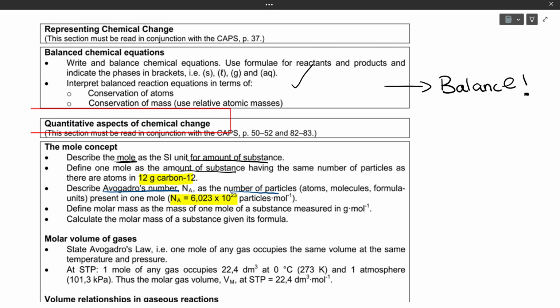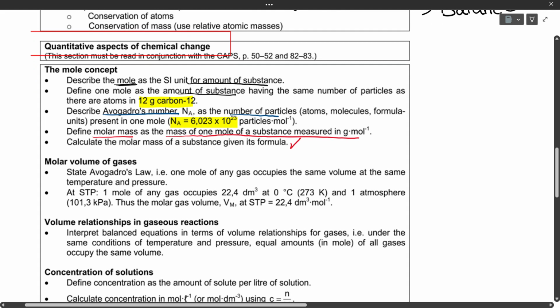We also today touched on the definition of molar mass, right? It's the mass of 1 mole of a substance measured in grams per mole. And we need to be able to calculate the mass given its formula. So today that is what we covered, but next week we're going to start talking about the gases.